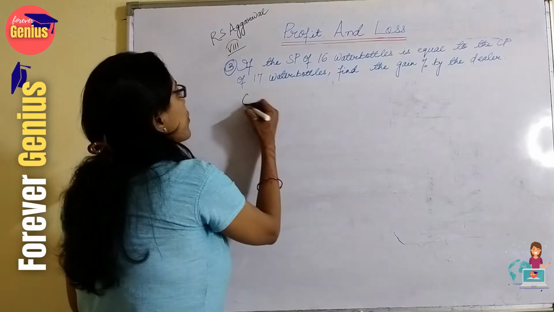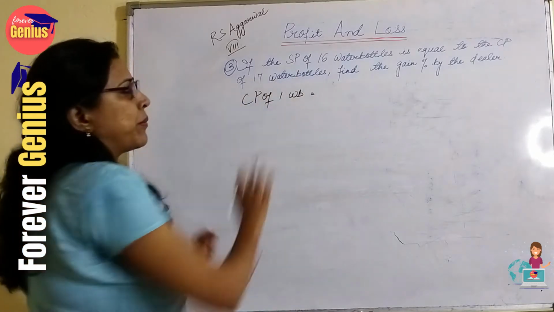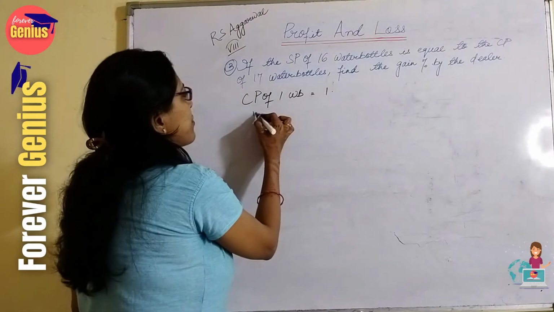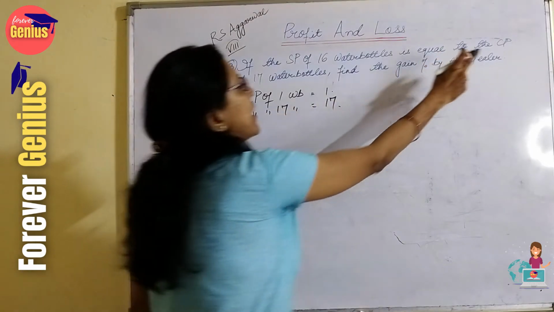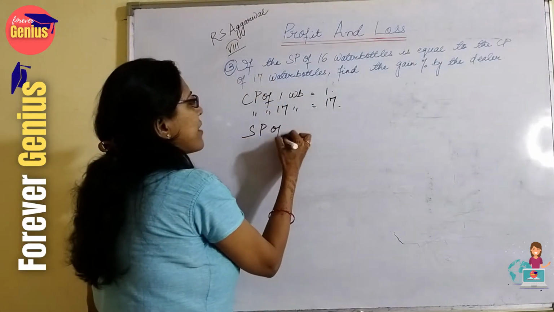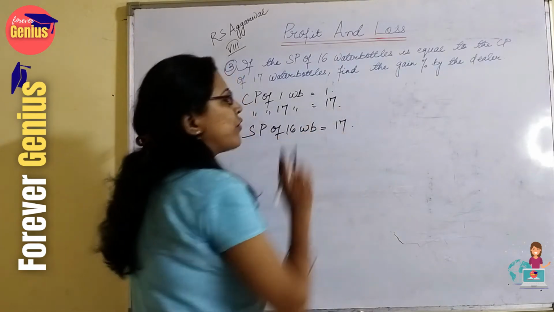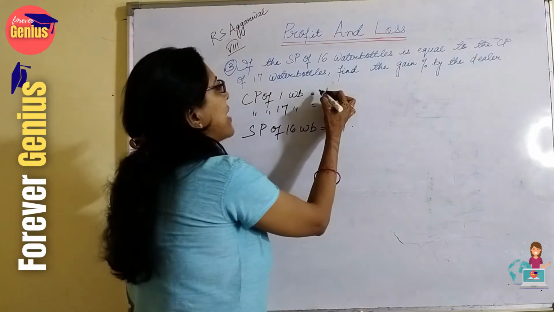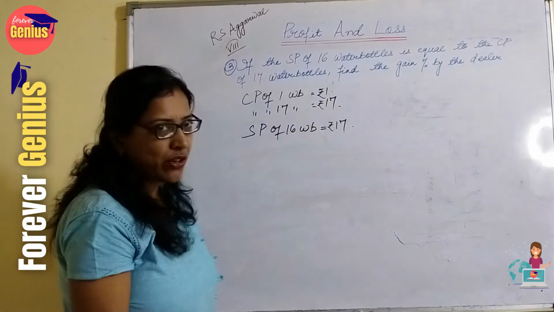So see, cost price of one water bottle, I am writing in short form WB, is equals to 1 rupee. Cost price of 17 water bottles will be what? 17, because here cost price of 17 water bottles is there. Now selling price of 16 water bottles is how much? The cost is the cost price of 17 water bottles, that is 17 rupees. Because I have taken the cost of one water bottle as 1 rupee, so this is 17 rupees. This is also 17 rupees.